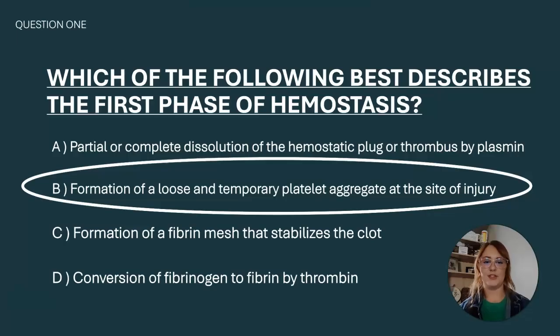The correct answer here is B, formation of a loose and temporary platelet aggregate at the site of injury. This is the first of 3 common phases between hemostasis and thrombus that we learned earlier. If you look, the second phase is actually answer number C, formation of a fibrin mesh that stabilizes the clot. And the third phase is A, the partial or complete dissolution of the hemostatic plug or thrombus by plasmin.